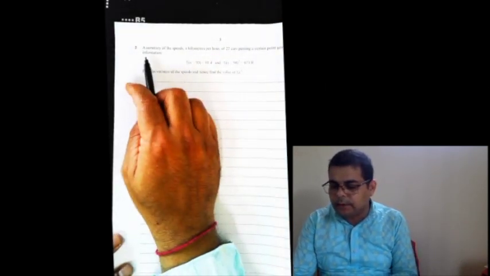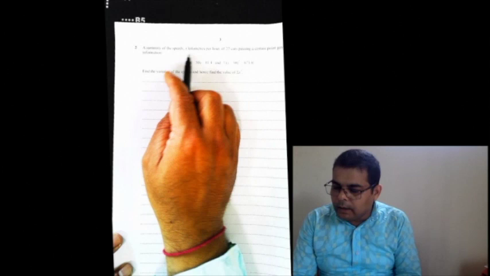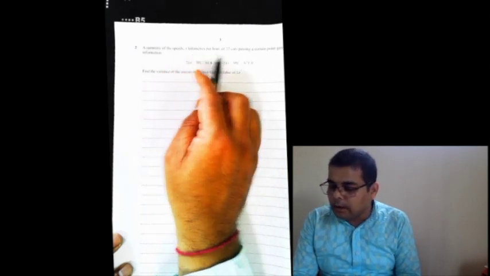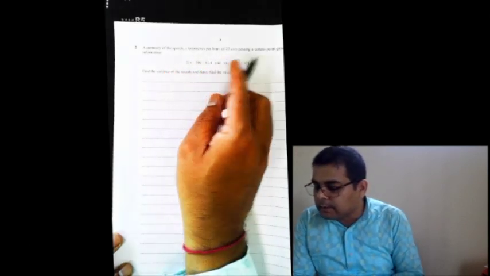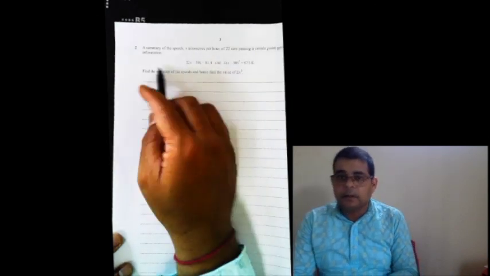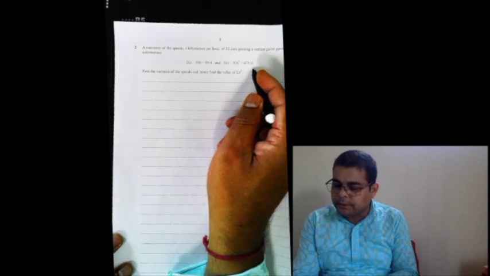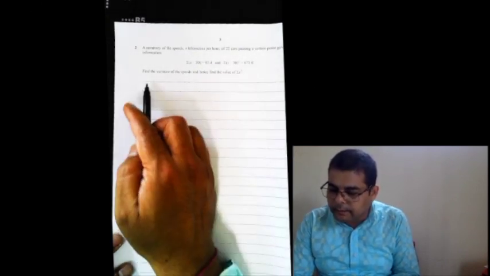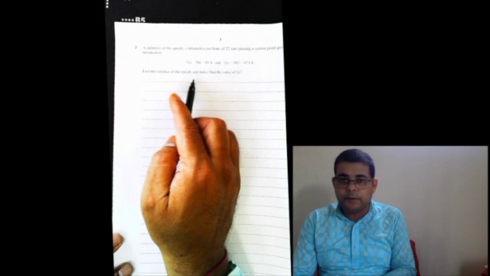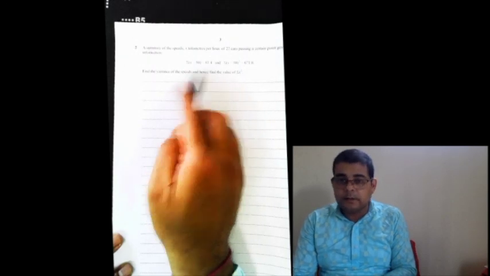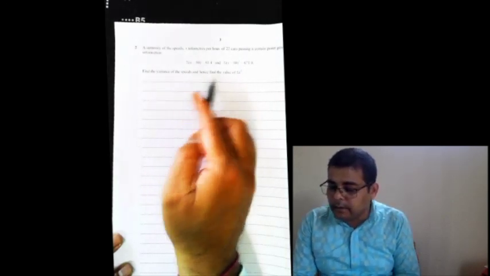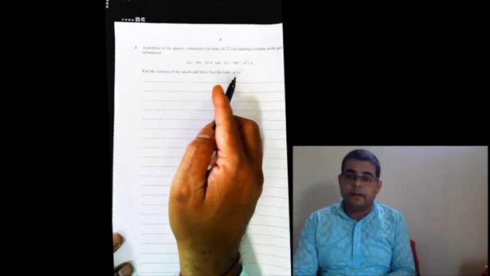And this is an A level exam question, and you can see that this question states that a summary of the speeds x km/h of 22 cars passing a certain point gave the following information. So these are the information given, so you note it down, and then it says find the variance of the speeds from this information, and hence find the value of summation of x squared.